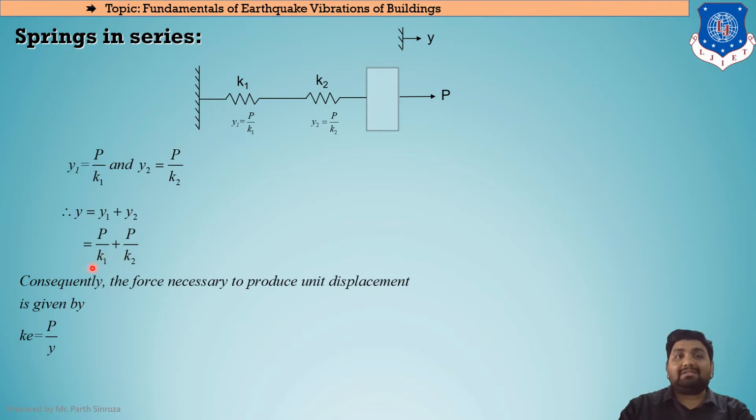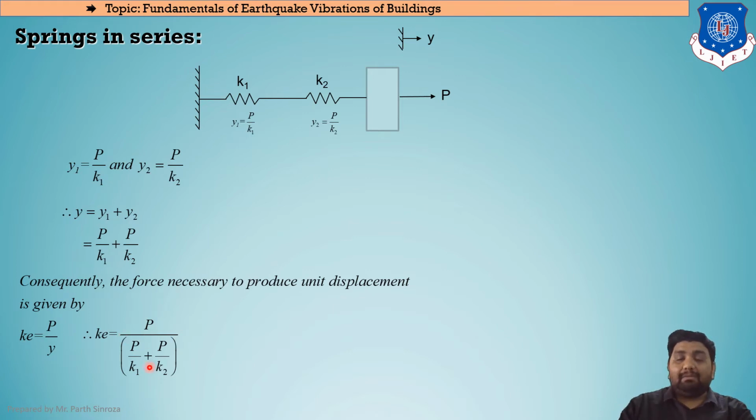So the equivalent stiffness coefficient will be denoted by Ke. So Ke will be equal to P upon Y. Now as we all know, this y will be equal to y1 plus y2, and y1 and y2 are already known to us. So we'll be substituting this value, that is y1 equal to P upon K1 and y2 equal to P upon K2 in these values.